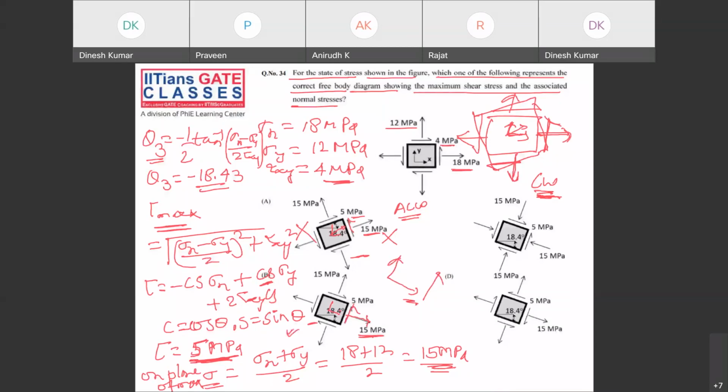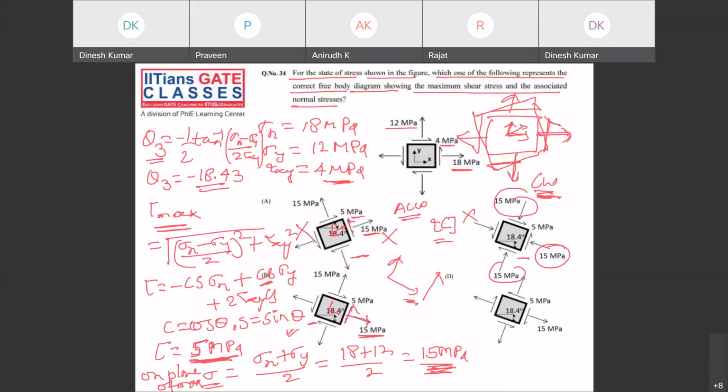Now guys, we will see why C and D are wrong. This is option C. In option C again, if you see the orientation, it is rotated clockwise, but the normal stresses are compressive, so it is wrong. Your normal stress here is coming to be tensile, so C can't be the answer.